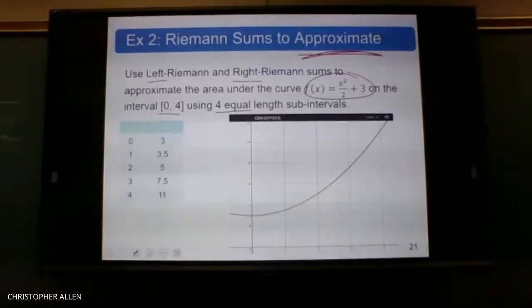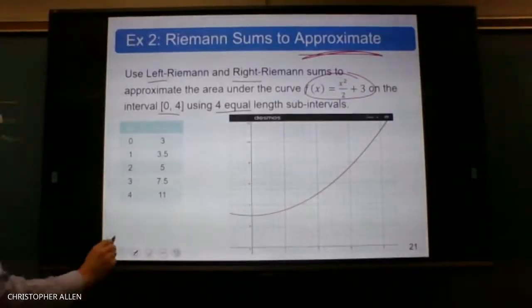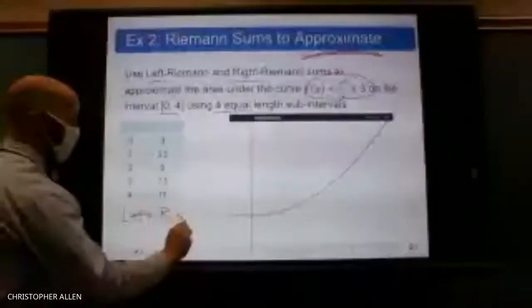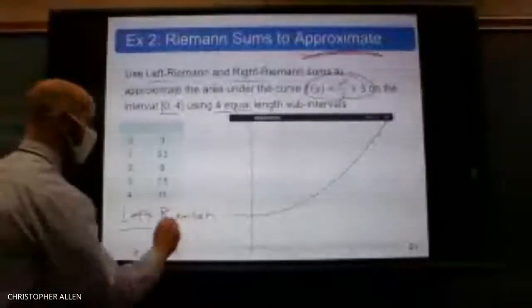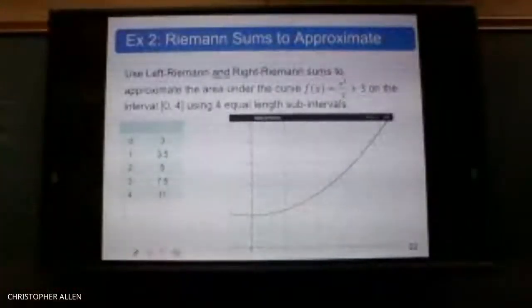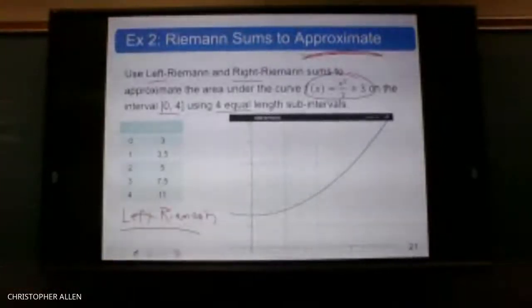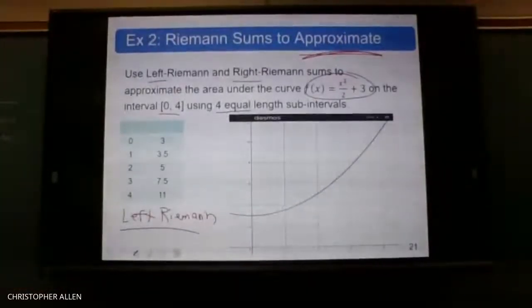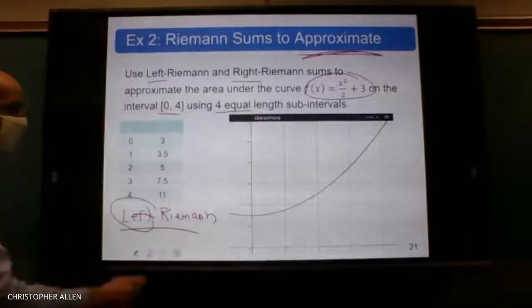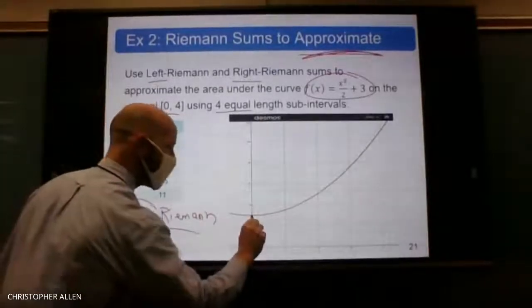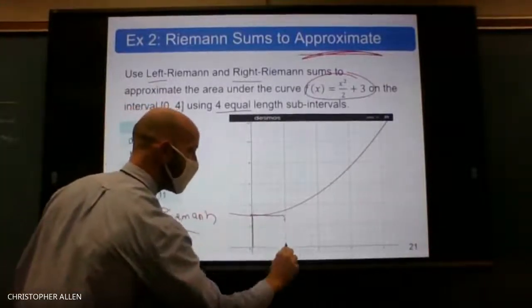So in this example here, I'm going to use left Riemann sums. I'm going to use left on this one. And then when I go to the next slide, guess what I'm going to do? Right Riemann sums. So what the heck is a left Riemann sum? Here's all it means. If I said to do a left Riemann sum, it means you measure on the left.